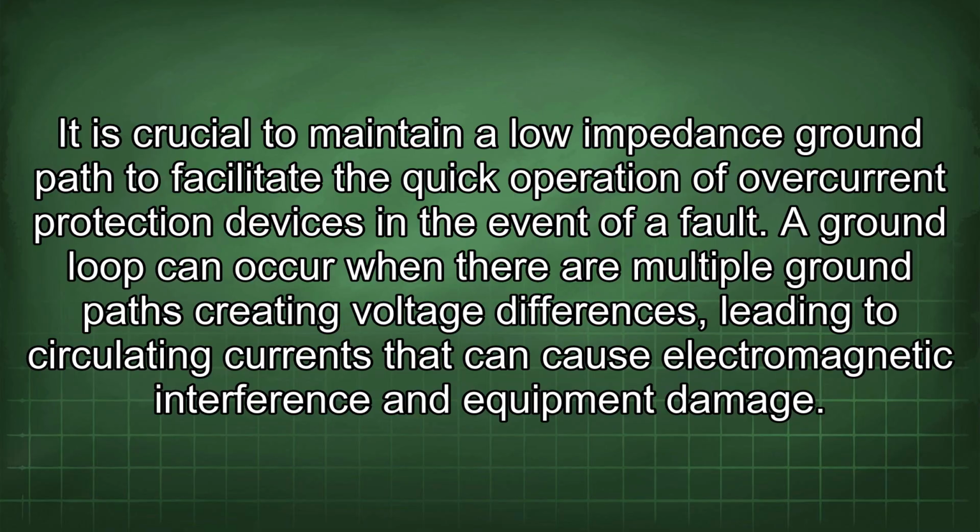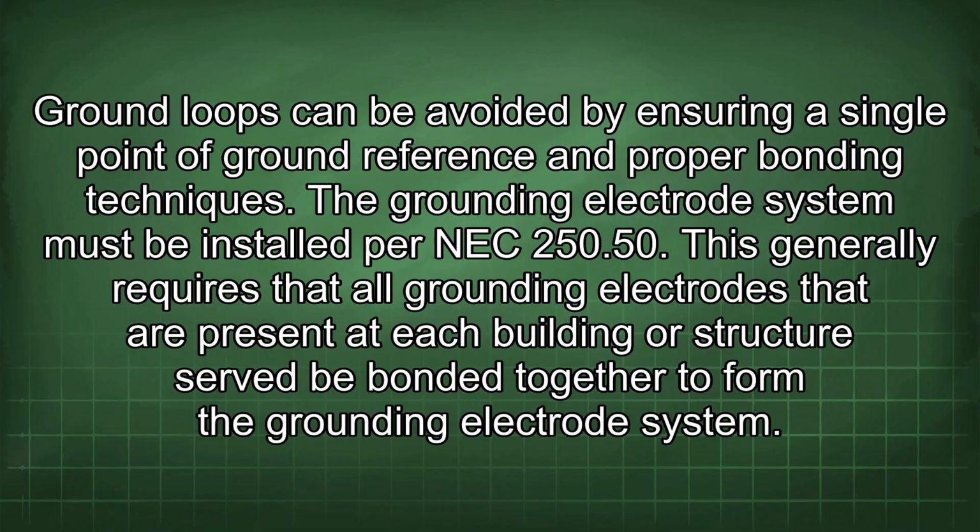A ground loop can occur when there are multiple ground paths, creating voltage differences, leading to circulating currents that can cause electromagnetic interference and equipment damage. Ground loops can be avoided by ensuring a single point of ground reference and proper bonding techniques.